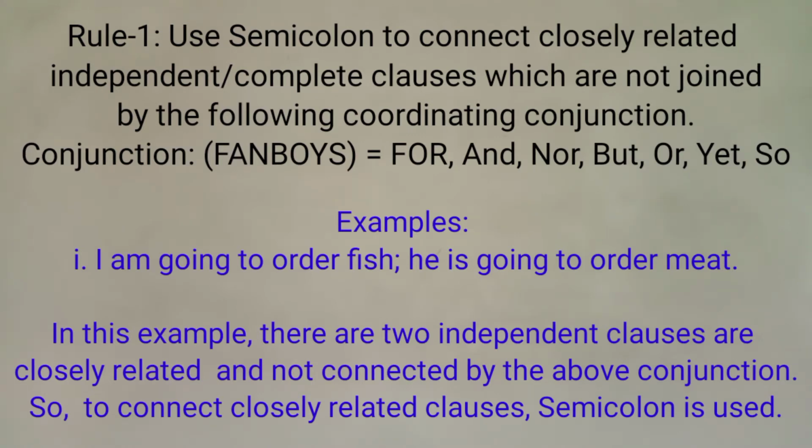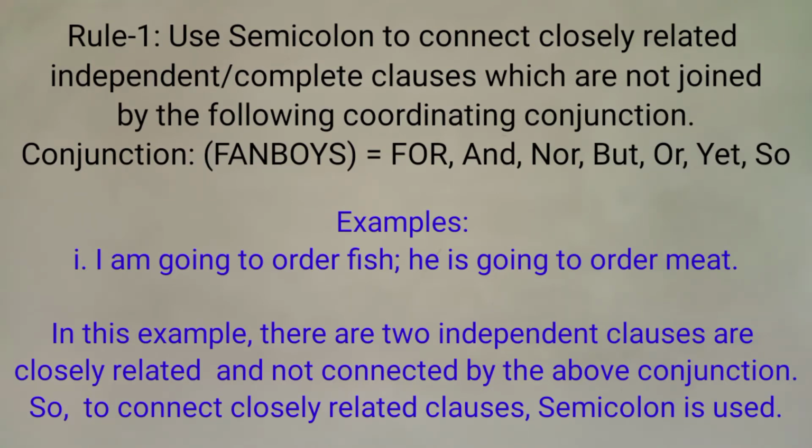What is FANBOYS? F is for, A is for and, N is for nor, B is for but, O is for or, Y is for yet, S is for so. Okay, that means the independent clauses are not joined by a coordinating conjunction such as for, and, nor, but, or, yet, so.